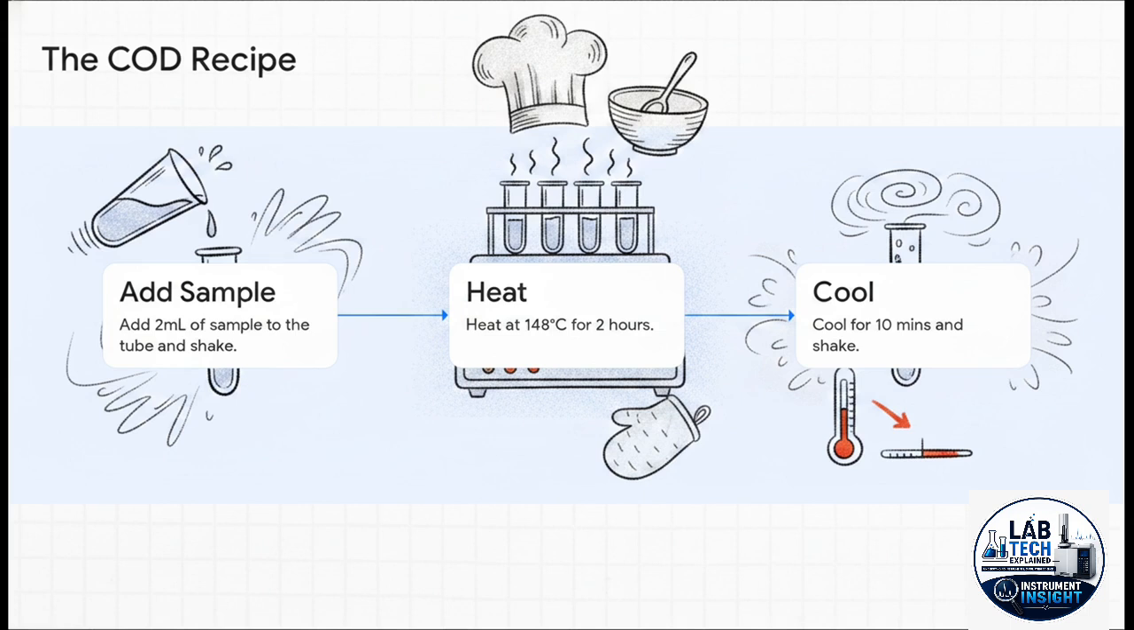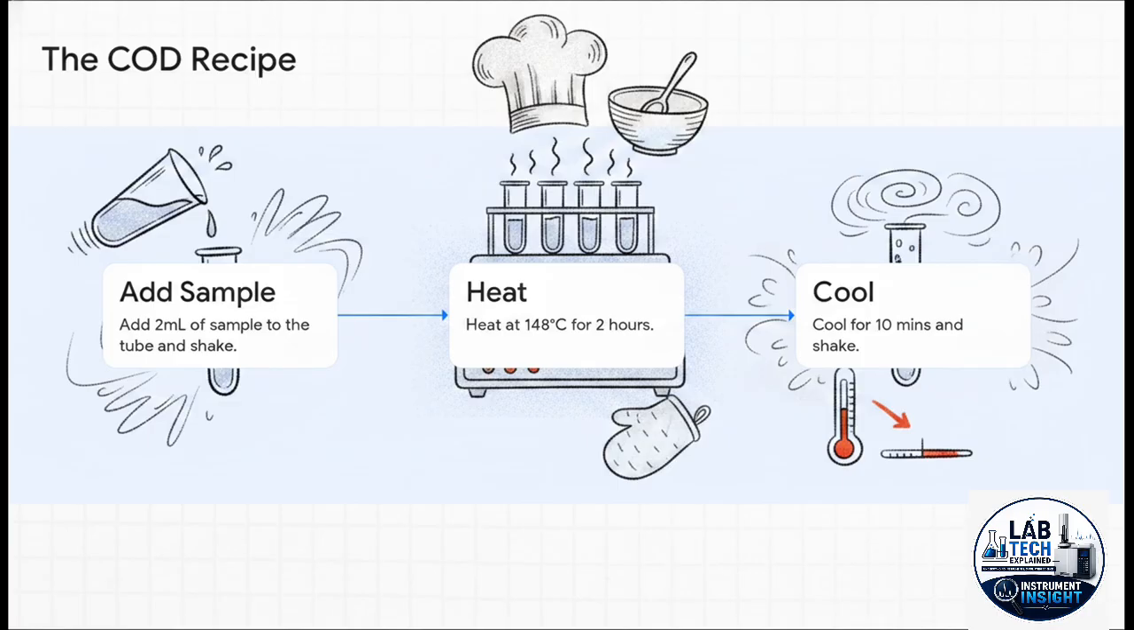Okay, once we're prepped, we dive into the COD 1500 tube test procedure. Honestly, it feels a bit like a high-stakes baking recipe. First, you carefully add exactly 2 milliliters of your sample to the pre-filled reagent tube, close it up tight, and give it a good shake. Then comes the intense part. You place it into a specialized heating block at a scorching 148 degrees Celsius for 2 full hours. Or, hey, 160 degrees for 30 minutes if you're in a rush.